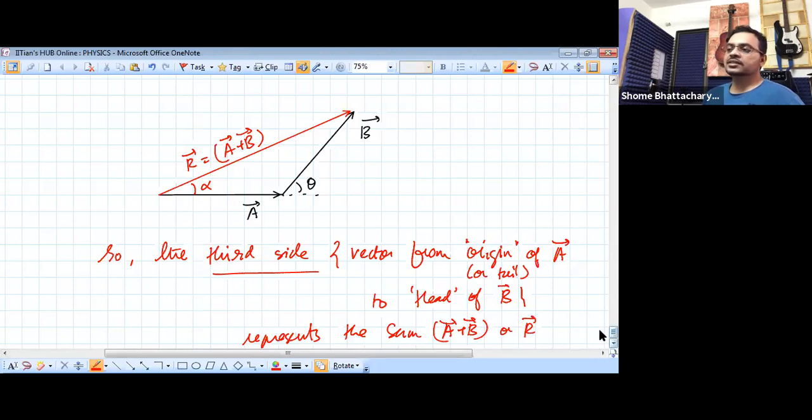So the moment we construct this triangle, this is basically the same thing that we did for displacements. Now we are saying we can do it for any two vectors which we add. We place the vector A, and then from the head of A we draw the vector B. They form two consecutive sides of a triangle. So we draw the vector A, then from its head we draw the second vector, and then the third side of the triangle, from the origin of vector A to the head of vector B, this one will represent the resultant sum.